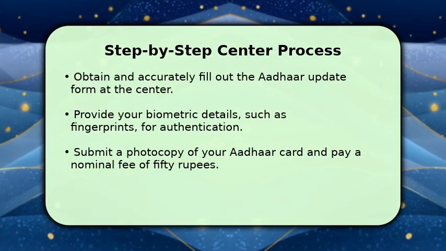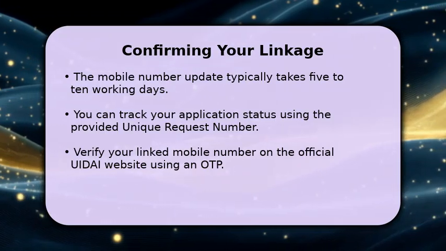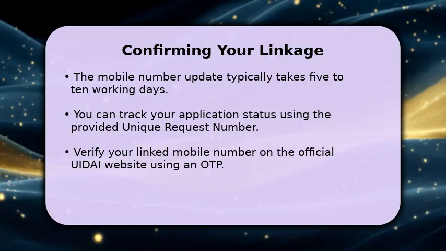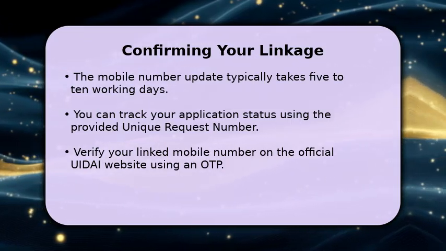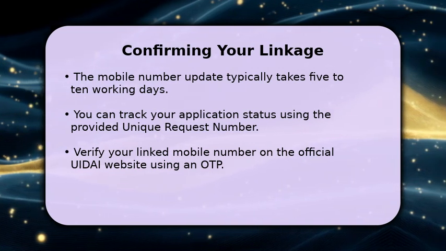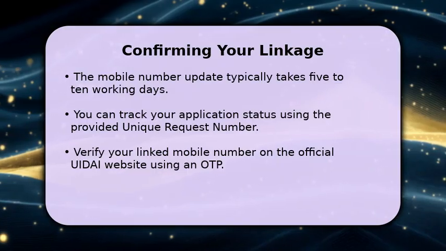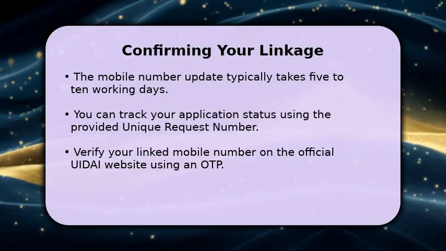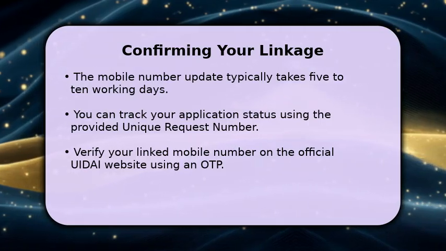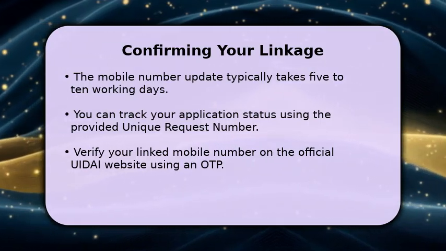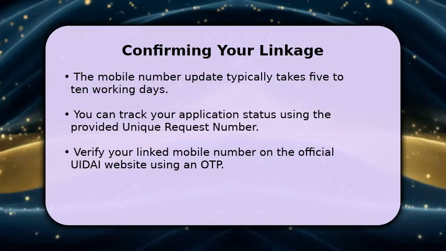your update. After submitting your request, the mobile number update typically takes between 5 and 10 working days to process. You can easily track the status of your application online using the unique request number provided on your acknowledgement slip. Once the update is complete, it is important to verify your linked mobile number on the official Aadhaar website by entering your Aadhaar number and receiving a one-time password for confirmation. This ensures your details are correctly updated.